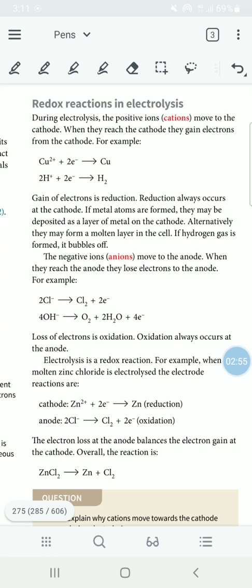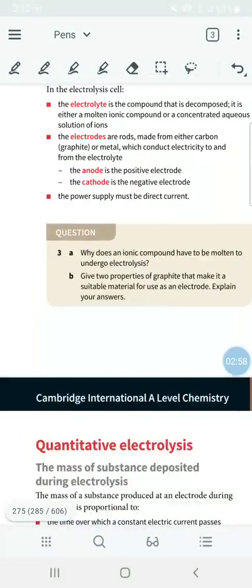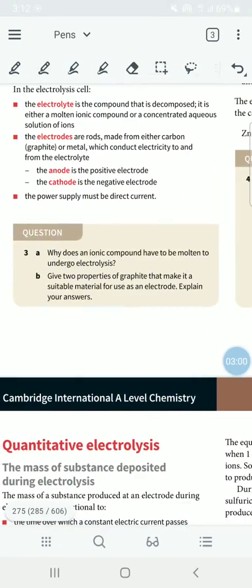Right. Let's go to question number 3. Why does an ionic compound have to be molten to undergo electrolysis? So obviously electricity is conducted by only a very limited number of species. The first one is metals. Metals will always conduct electricity, but then there has to be ions that can move the charge. If the ions are in solid form or solid state, they cannot move.